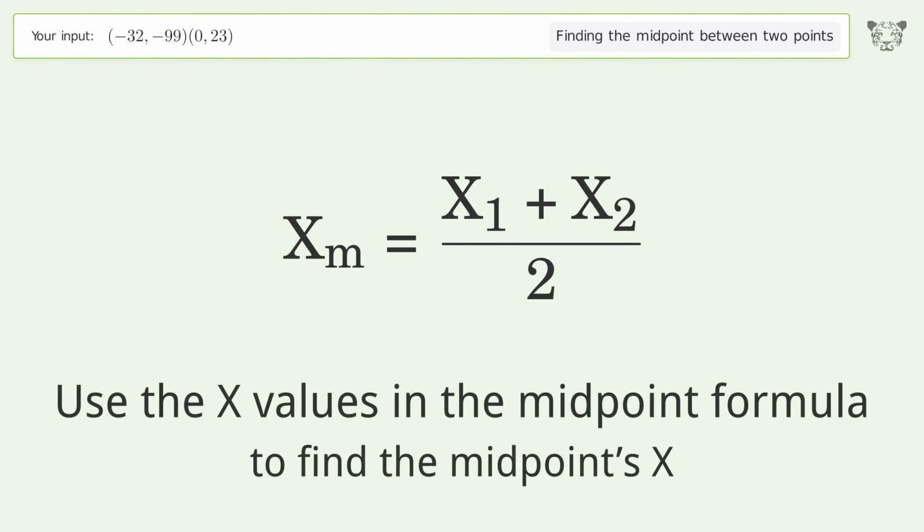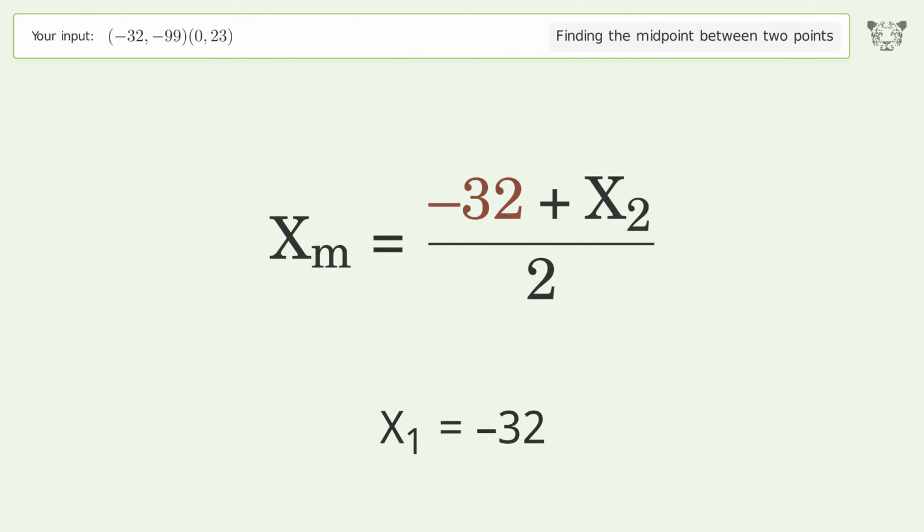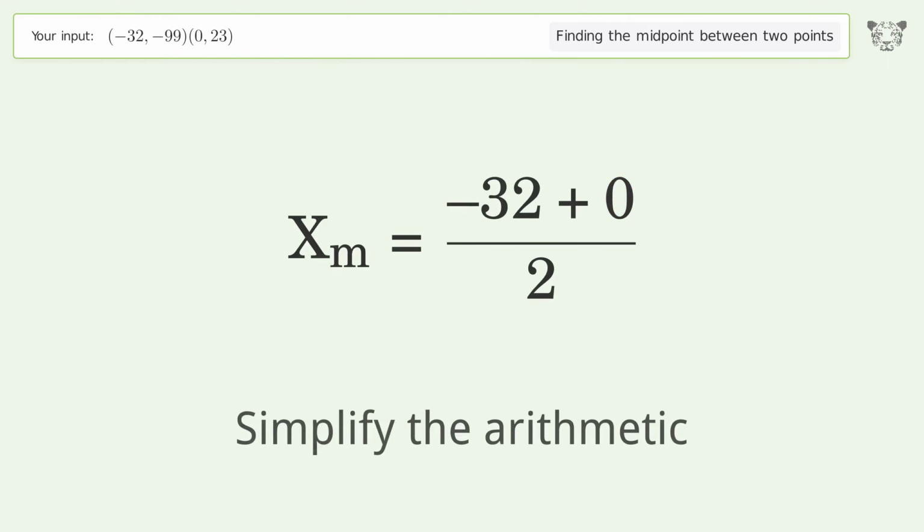Use the x values in the midpoint formula to find the midpoint's x. x1 equals -32. x2 equals 0. Simplify the arithmetic.